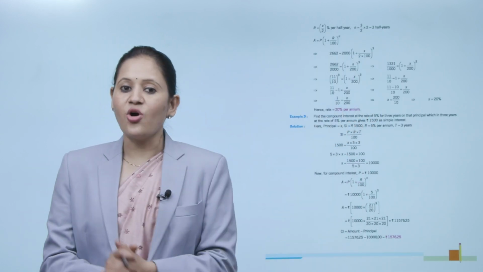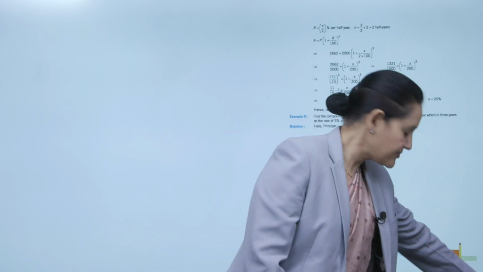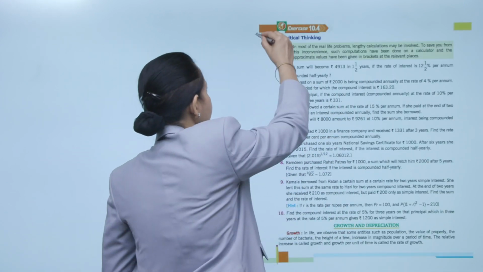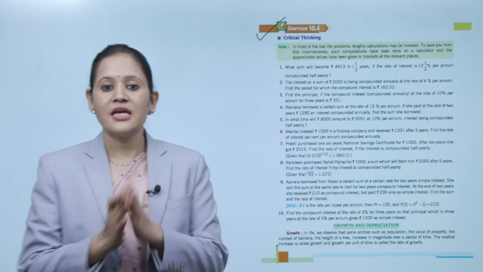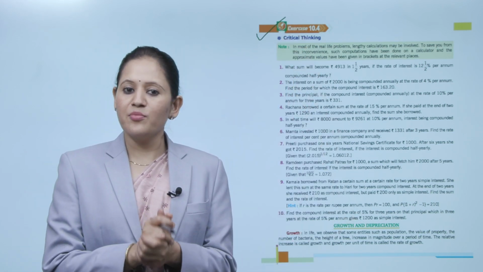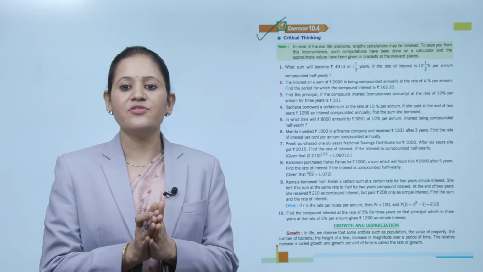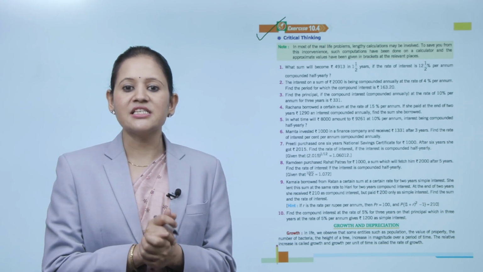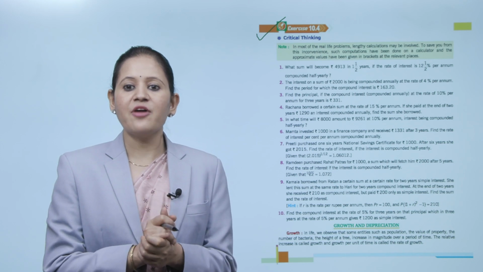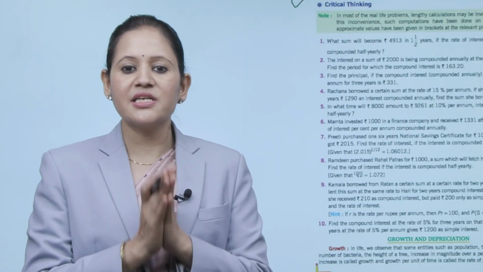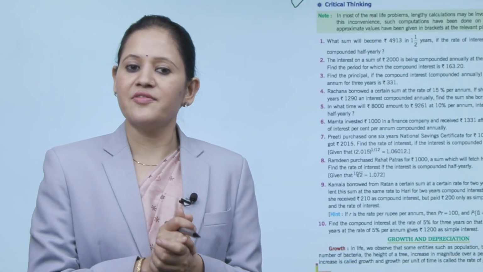You have to practice all these examples. Next is exercise 10.4. Critical thinking. Note, in most real life problems, lengthy calculation may be involved. To save you from the inconvenience, such computations have been done on the calculator and the approximate value has been given in brackets at the relevant places.